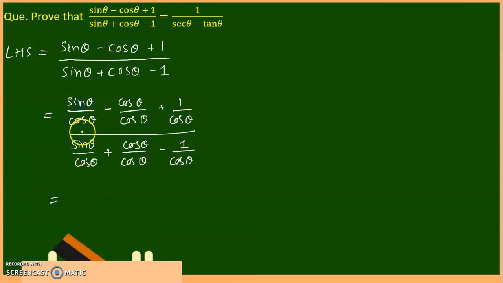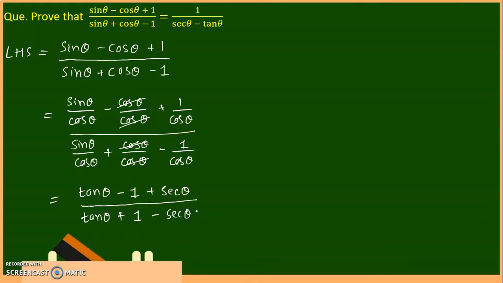So here we get sin theta divided by cos theta, that will be tan theta, minus cos theta by cos theta will be cancelled out, so we will get 1 plus 1 upon cos theta, that is the reciprocal of cos theta, equal to sec theta, divided by sin theta divided by cos theta, that is tan theta. Cos theta cancels out, so you get 1, and 1 upon cos theta is equal to sec theta. So now the left hand side equation is converted in terms of sec theta and tan theta.